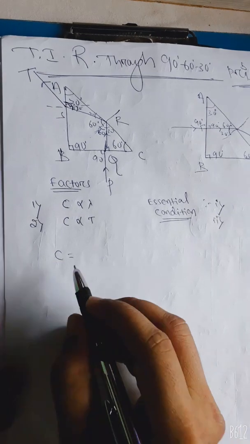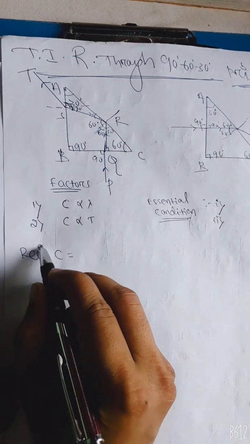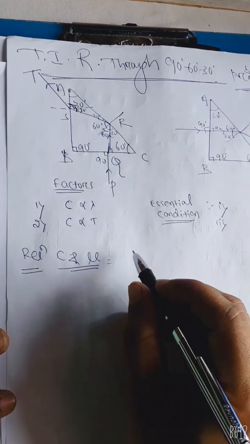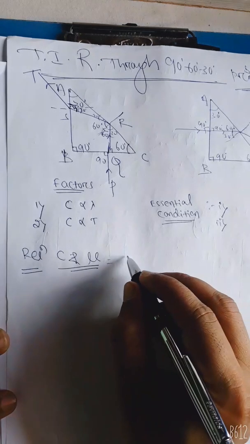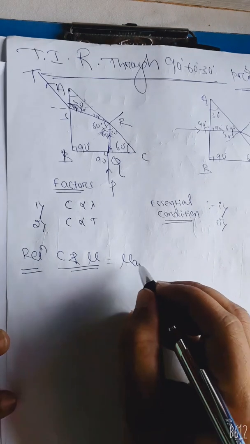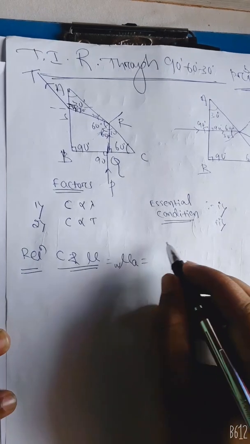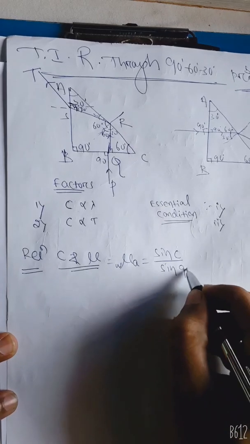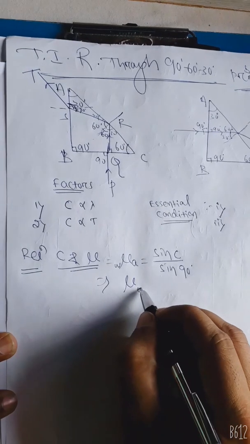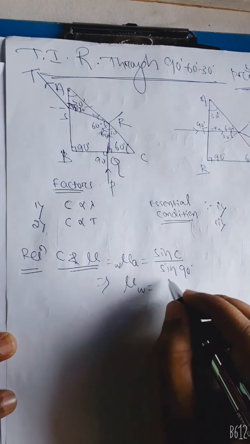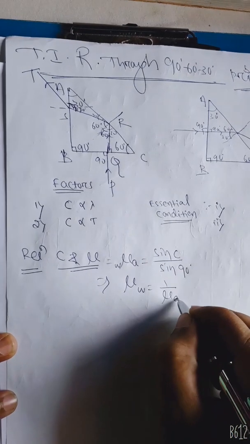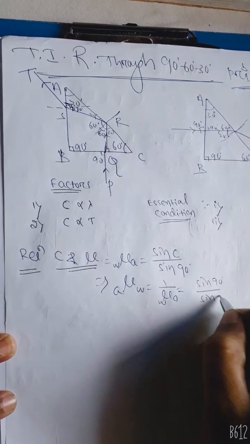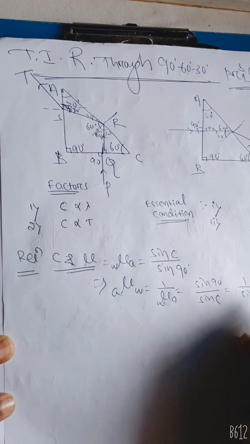Now comes the relationship between the critical angle and the refractive index. As we know, the light ray is moving from the denser medium to the rarer medium. Taking the refractive index of the air medium with respect to the water medium, it is sin i by sin r, which is sin C by sin 90 degrees. But we are finding the refractive index of the denser medium, the water medium, so this will be inverted. That is, 1/μAW is equal to sin 90 by sin C, which is 1/sin C, which is equal to cosec C.